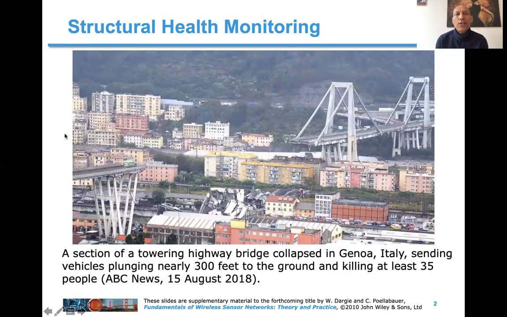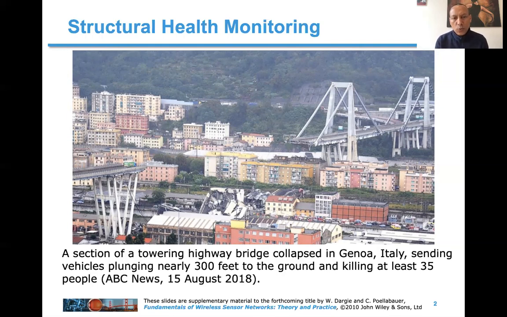The first application we will discuss is structural health monitoring. In civil engineering and in mechanical engineering, structural health monitoring is a well-established discipline. It deals with the inspection of the integrity of complex structures such as bridges, complex buildings, industrial complexes, airplanes, and ships.